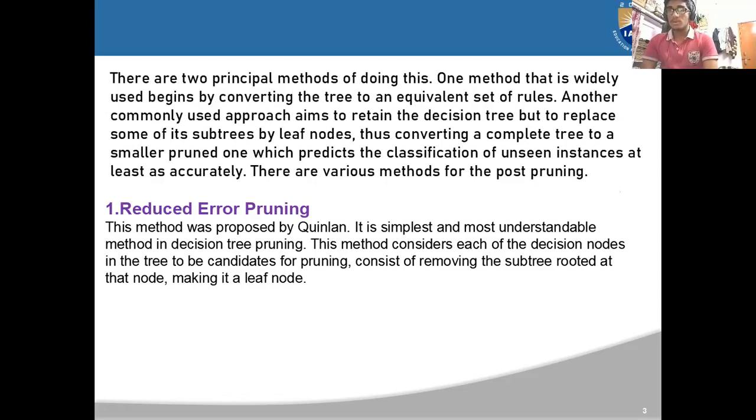As we discussed before, the first one is reduced error pruning, a common method proposed by Quinlan. This is the simplest and most understandable method in decision tree pruning. This method considers each of the decision nodes in the tree to be a candidate for pruning. It consists of removing the subtree rooted at the node, making it a leaf node.